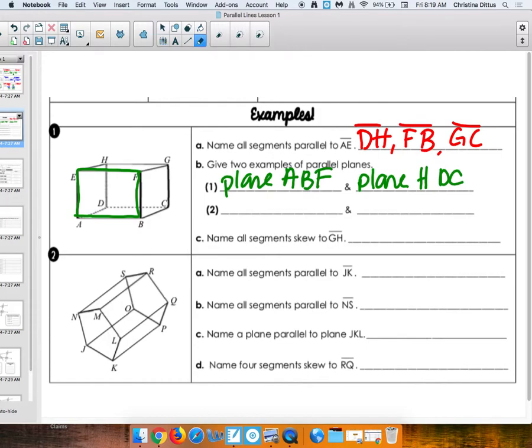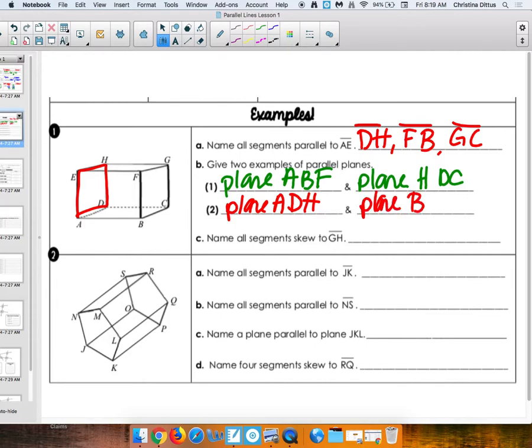So I like to think of it like take a front, your back has to be parallel. Take a left, your right has to be parallel. How about if I said plane ADH? So ADH, that's my left side. What's the one that's parallel to it? BCG, my right side. You can name it several different ways. Okay, questions on parallel planes?